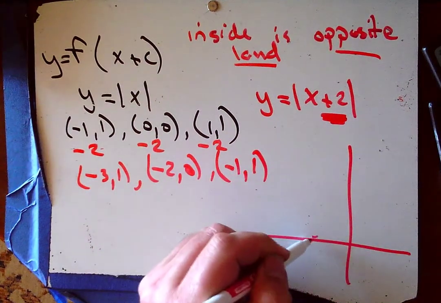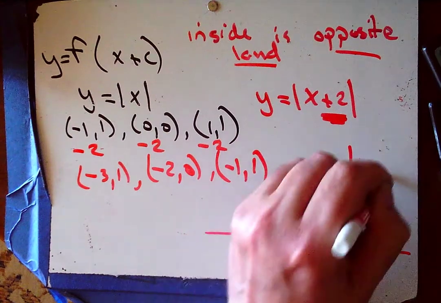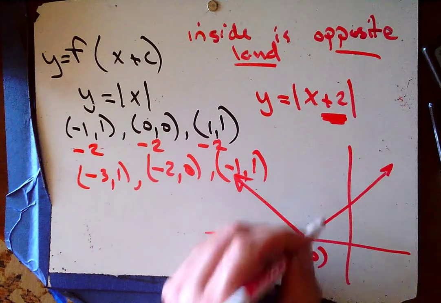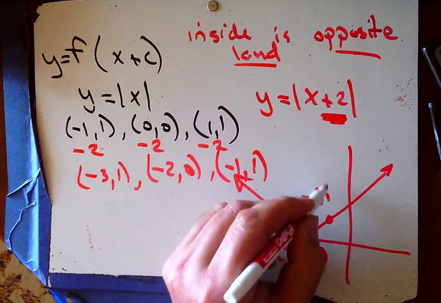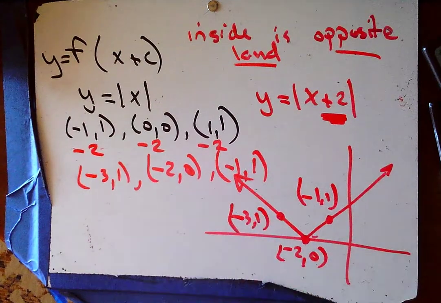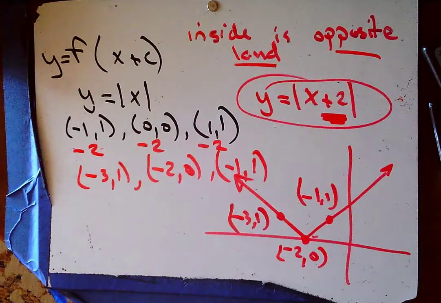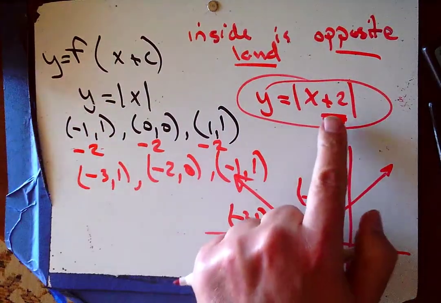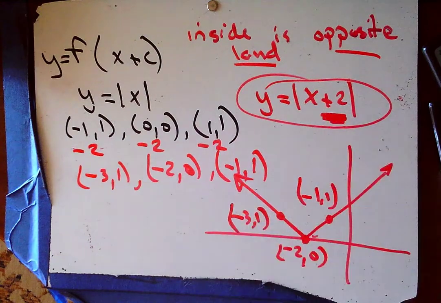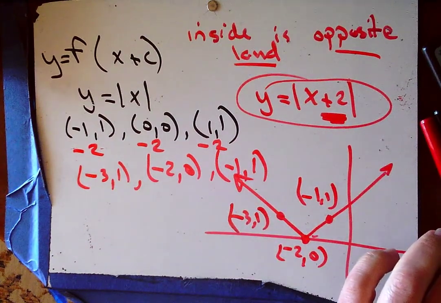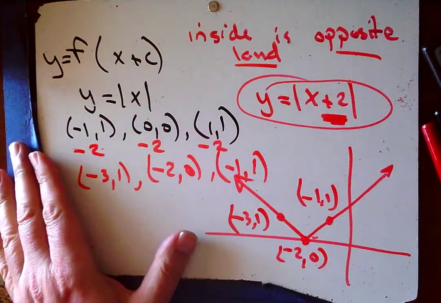Plotting those, no worries. There's (-2, 0). Here's (-1, 1). Here's (-3, 1). Ta-da! There's my transformed graph. That's how I graph this. I'll take the reference points from absolute value of x, and I'll apply this transformation to them. We're going to be using transformations all year long, so you can't hide from this.